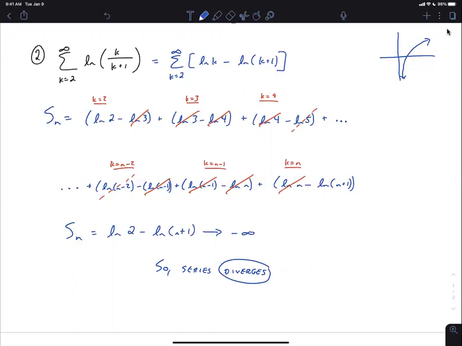Wait, why does it approach negative infinity? Just because of natural log of n plus 1? Yeah, because natural log of n plus 1 goes to infinity. So you're taking a finite number minus infinity, so then it's negative infinity. Does that make sense, Gavin? Okay. Other questions so far?